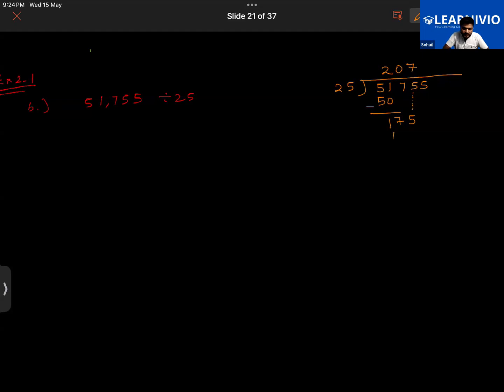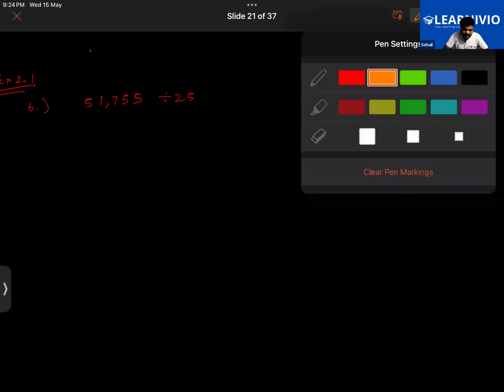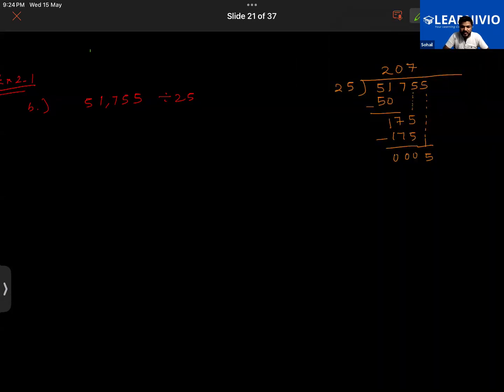So 175 is subtracted and gives you 0. Now you will bring down this number 5 over here, right? Now check what numbers you have over here. That is your remainder. That is your quotient, 207 is the quotient. Remainder is 5 and 207 is the quotient. Correct.